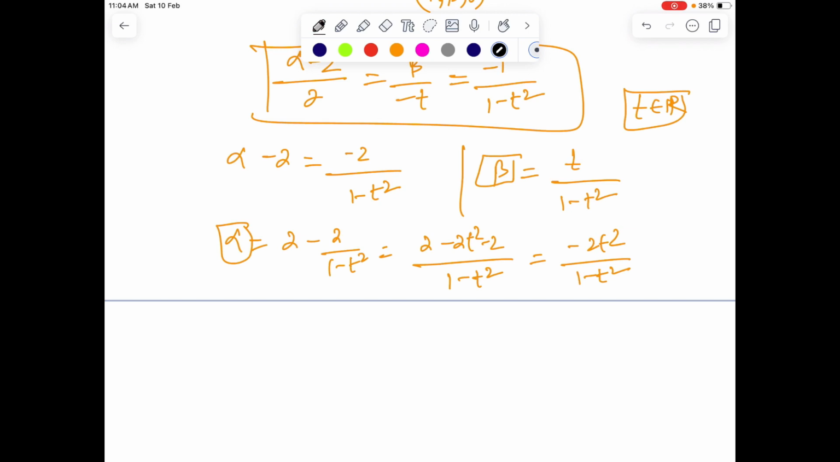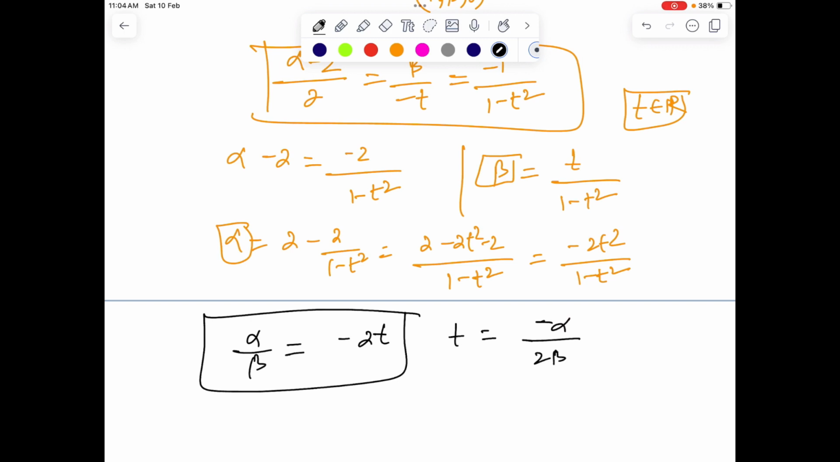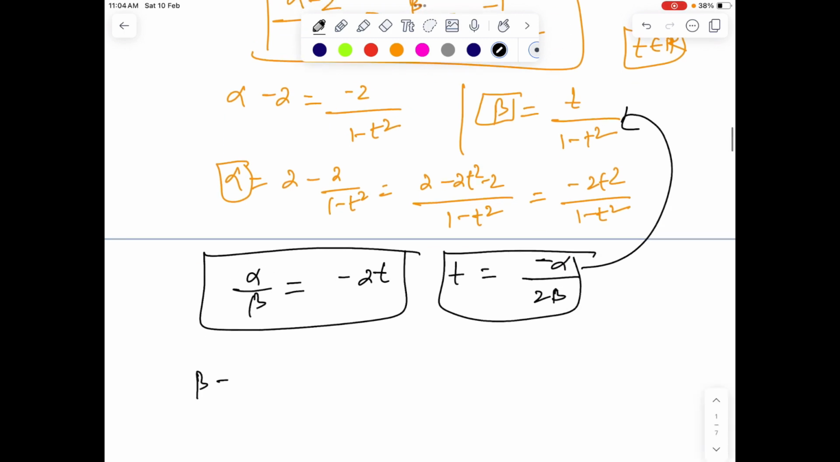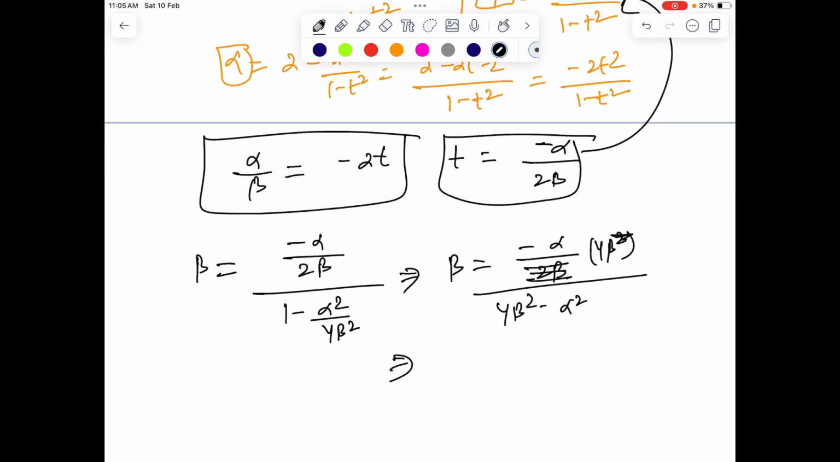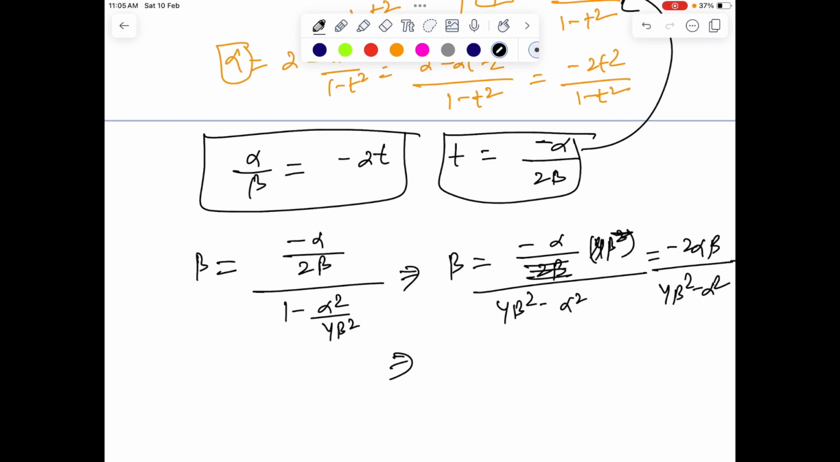So now it's just an elimination of t from these two equations. And how to eliminate? That's not very difficult, because we can divide alpha by beta, which gives minus 2t. So t becomes minus alpha by 2 beta. I'll put this in one of these equations. So beta equals t by 1 minus t squared, which is minus alpha over 2 beta by 1 minus alpha squared over 4 beta squared, which gives beta equals minus alpha by 2 beta over 4 beta squared minus alpha squared over 4 beta squared. After cancellation, 2 beta we can cancel, we have minus 2 alpha beta over 4 beta squared minus alpha squared.